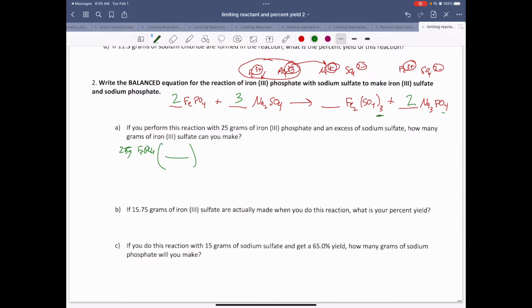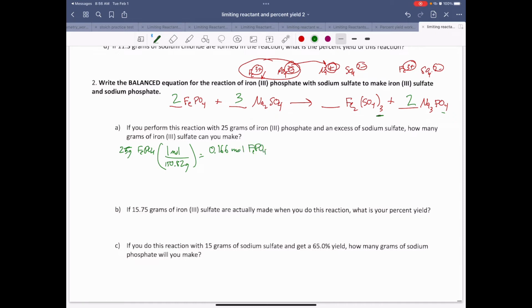So iron is 55.85. That P is 30.97 plus 4 oxygens, which is 64, right? 16 times 4 is 64. And I get 150.82. Now that I do this number, I kind of remember this problem from yesterday, or at least this part of it. So this part is kind of a repeat. So 25 divided by 150.82 is 0.166. So 0.166 moles of iron phosphate.